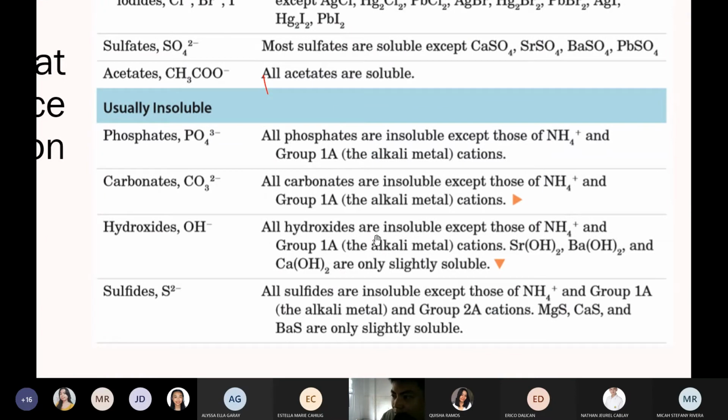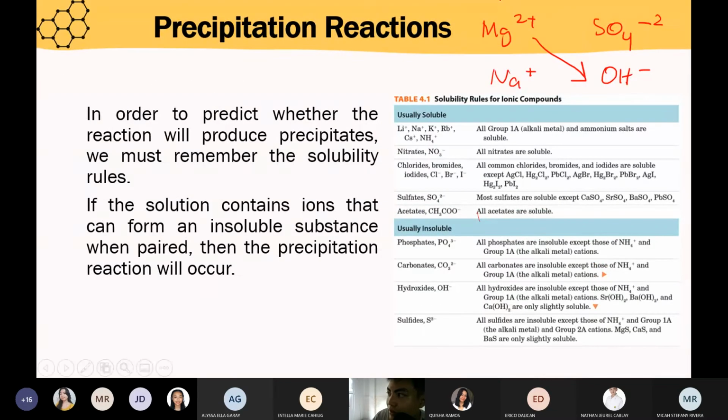So, sabi dito, all hydroxides are insoluble. And yung ating magnesium, hindi siya belong dito sa exception. Pag hindi siya belong sa exception, ibig sabihin, insoluble talaga siya. Okay? Yeah, that's the idea. Wala yung magnesium dito sa except. Ibig sabihin, ito yung rule na mag-apply sa kanya. Hydroxides are insoluble. So, ibig sabihin, the pair of Mg and OH, insoluble yan. Okay? So, lista natin. Mg and OH pair.